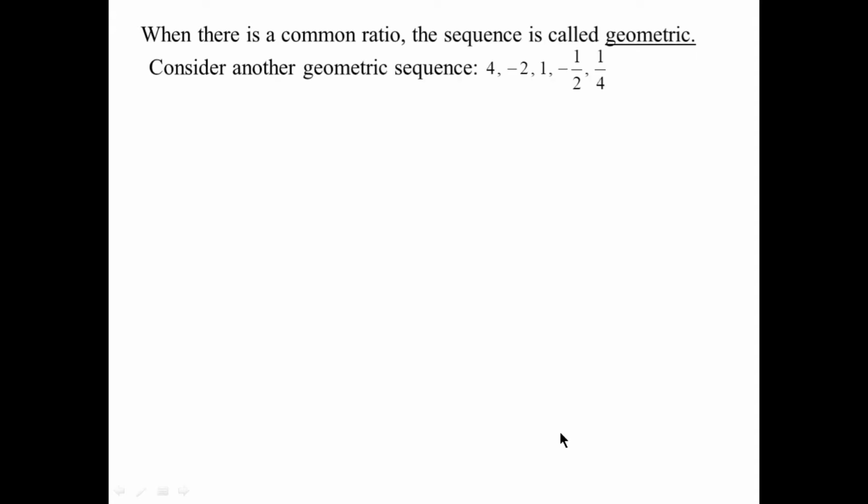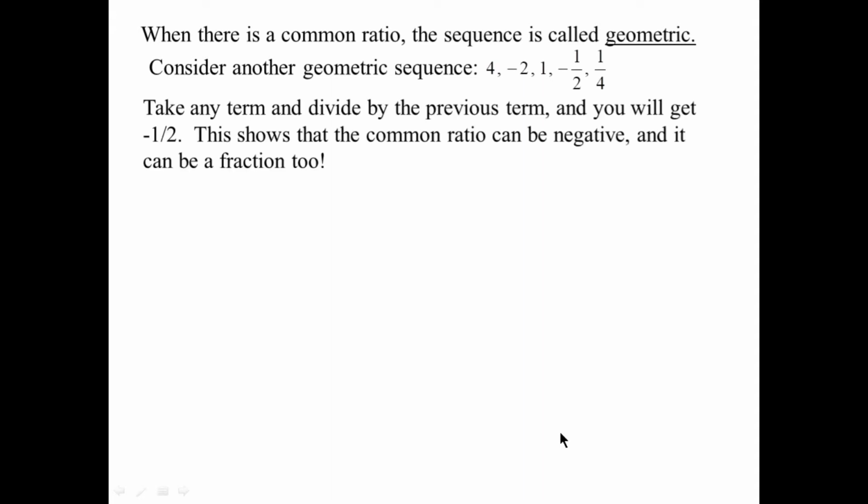Consider another geometric sequence of numbers: 4, -2, 1, -1/2, 1/4. Take any term and divide by the previous term, and you will get -1/2. This shows that the common ratio can be negative, and it can be a fraction as well.